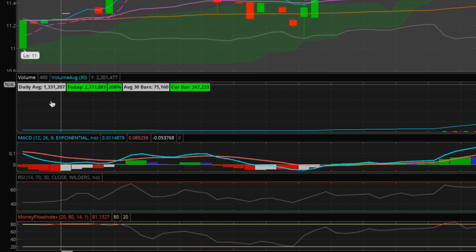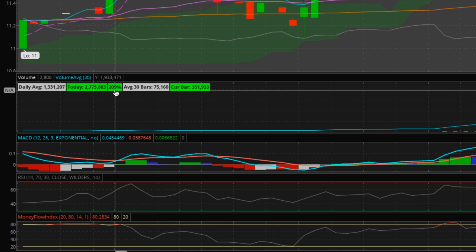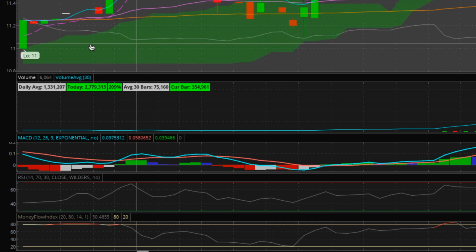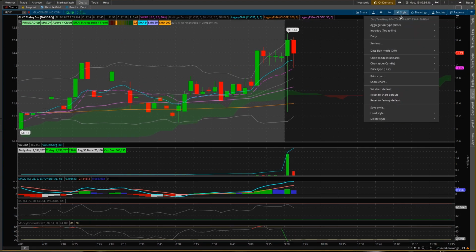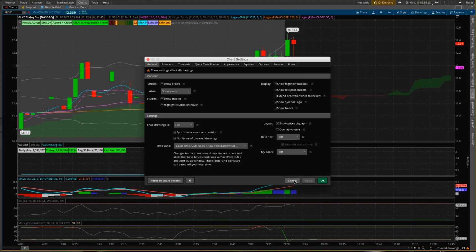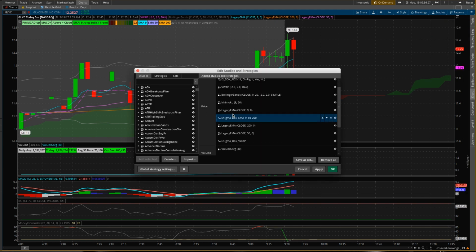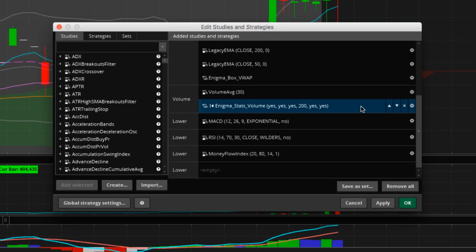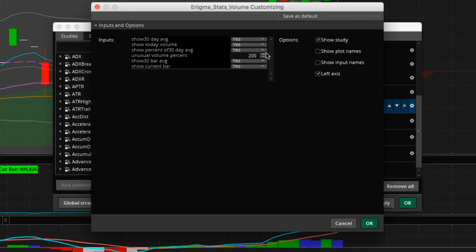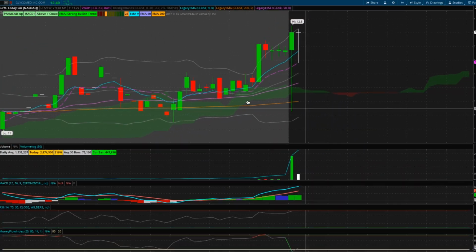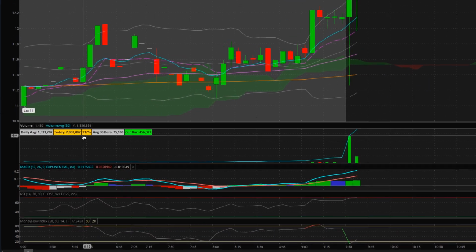Now, if I were to change the unusual volume level in the indicator settings, you'll see that this changes colors again. So I'm going to increase that value, and I'm going to set it, oops, that's not the right place. I'm going to set it to 1000%. So you can see how that changes back to yellow. So right here, I'll just type in 1000, hit OK, and that goes back to yellow.